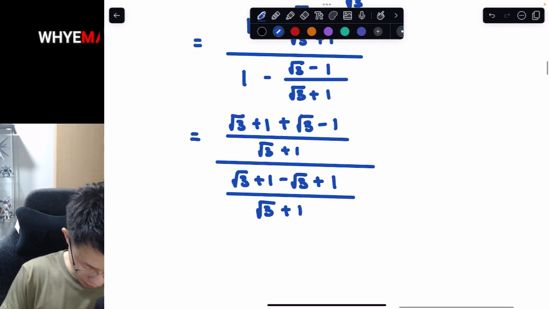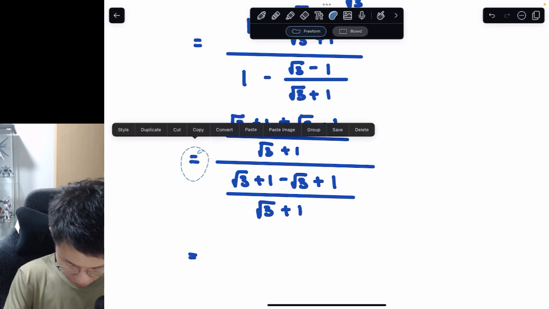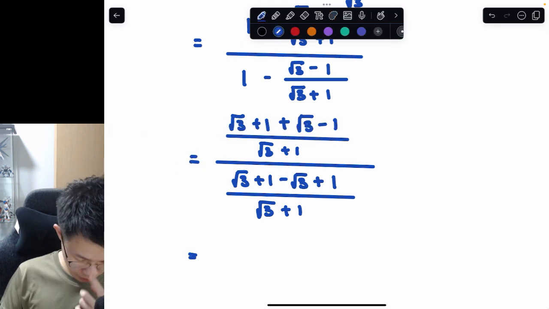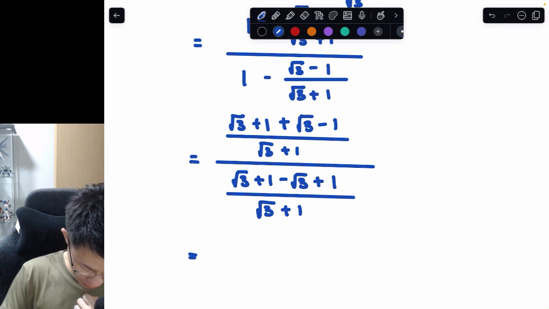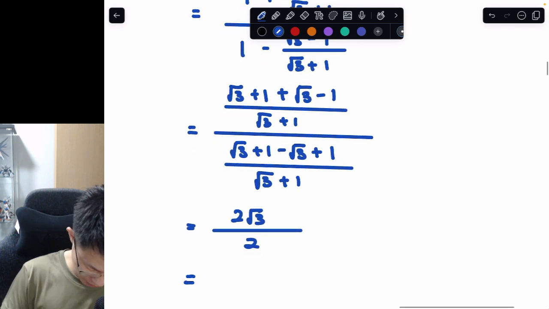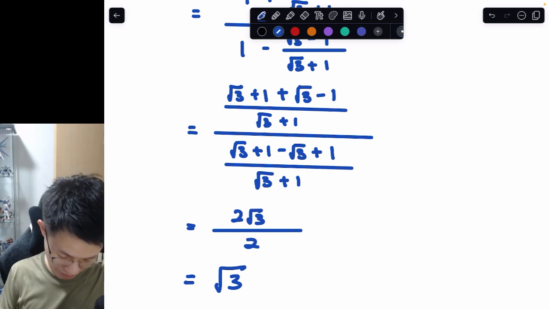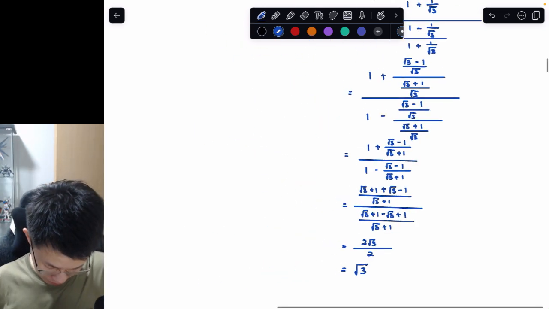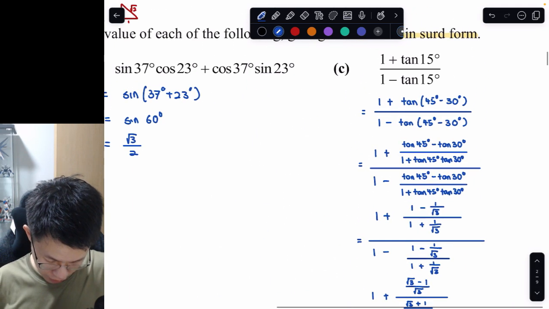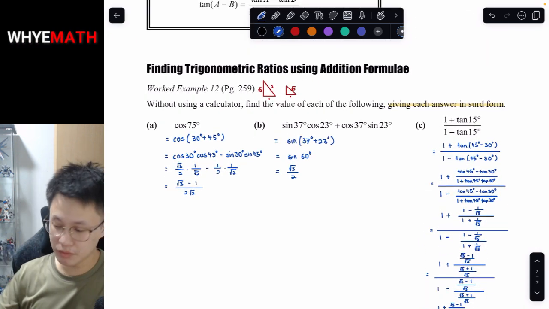Okay, so at the top, let's simplify this whole thing. When you simplify, this would simply be 2 square root 3 divided by 2. And so your answer is simply square root 3. What a very long method to get there. But yes, this is how you use the addition formula for trigonometry. Okay, so that's all.